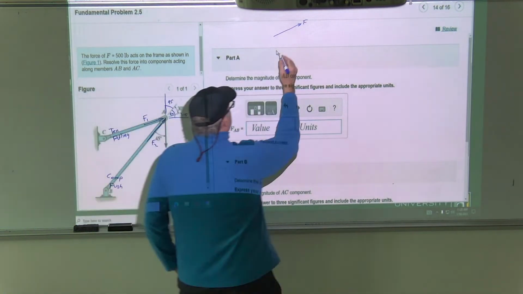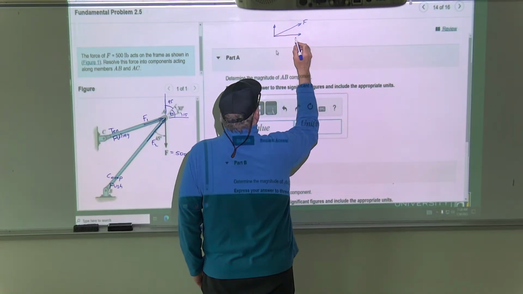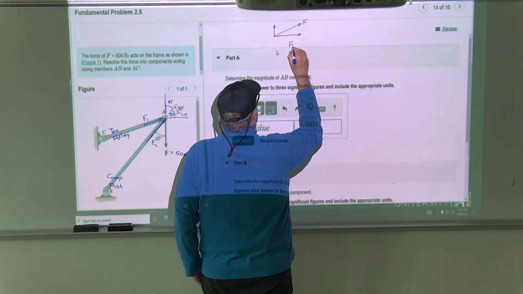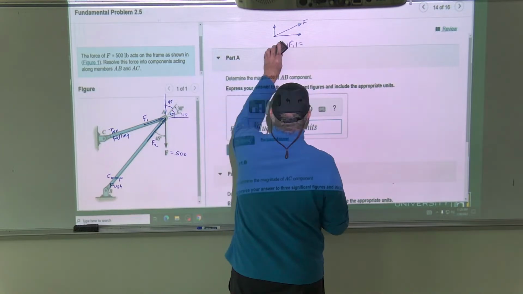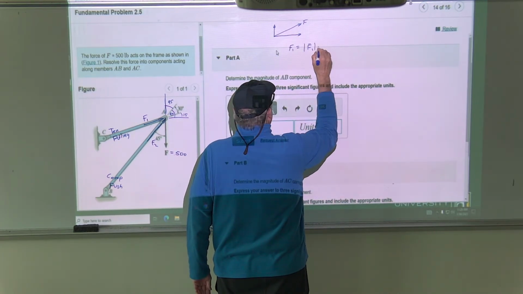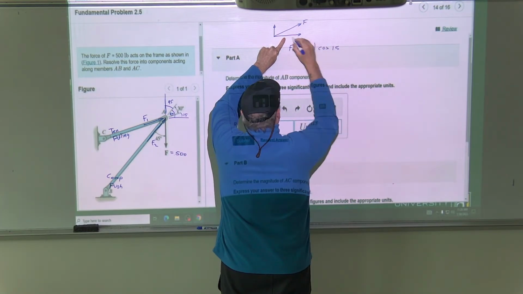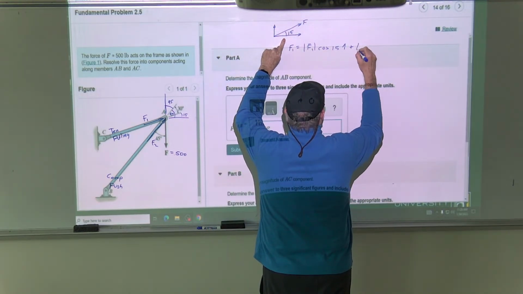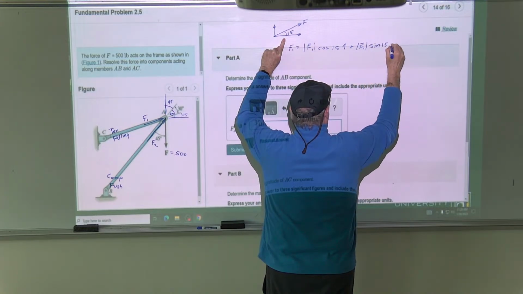So essentially what you've got is a vector. It looks like this. Okay, so I'm just going to say F1 is equal to the magnitude of F1, first I'll do this, cosine of 15. Okay, so I better put the 15 in here. I plus the magnitude of whatever that F1 is times the sine of 15, right? J.